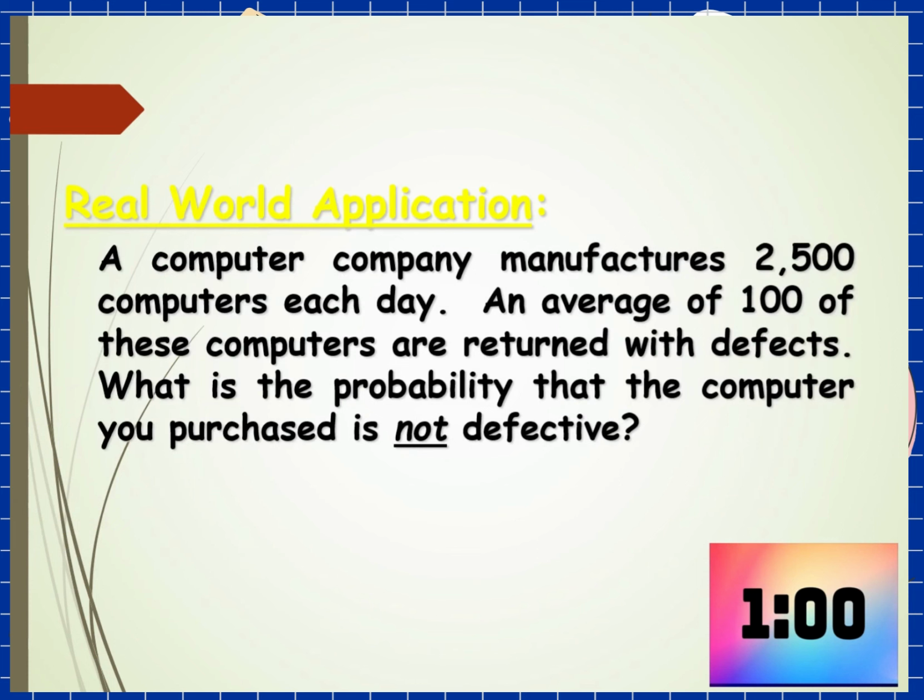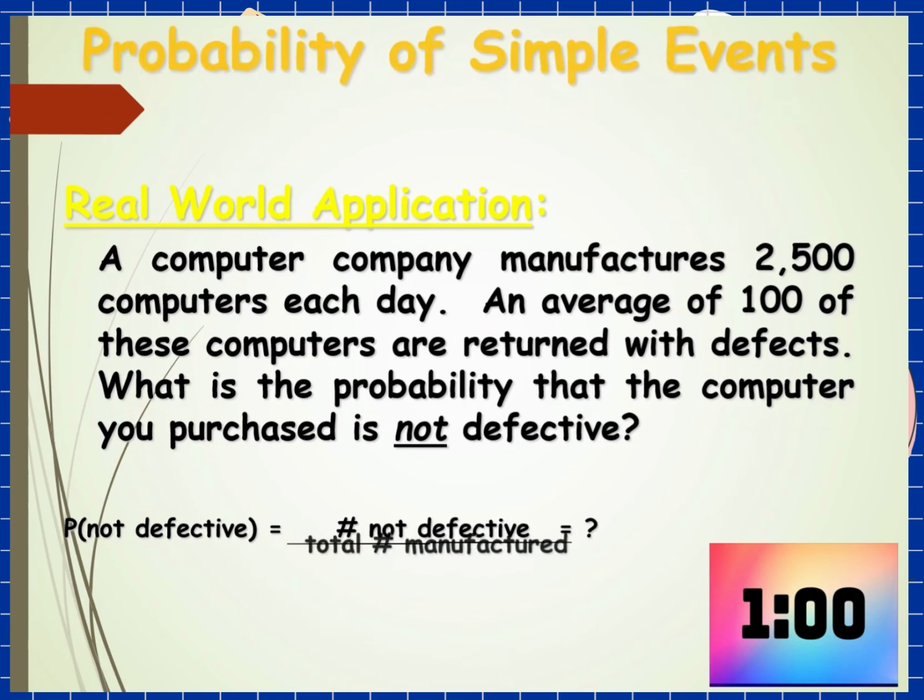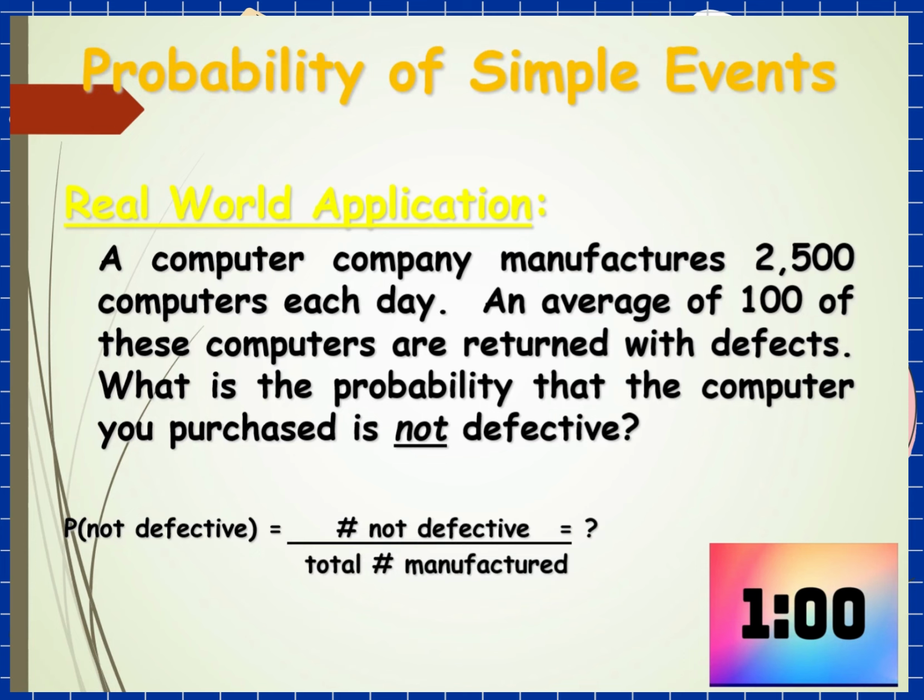Now let's apply the probability of simple events to the real world. The problem is, a computer company manufactures 2,500 computers each day. An average of 100 of these computers are returned with defects. What is the probability that the computer you purchase is not defective? In this problem, you will be given 1 minute to answer. Your time starts now.